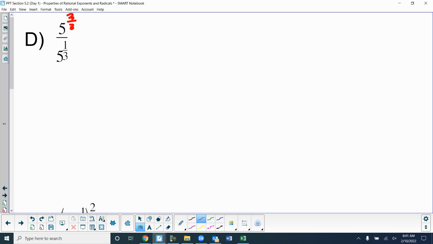3/3, right? So, what's the rule when you have the same base and you're dividing? What do you do with the exponent? You subtract them. So what's 3/3 minus 1/3? 2/3. Oh, it's only 2/3. Yeah, 2/3. So there, we're going there, right?